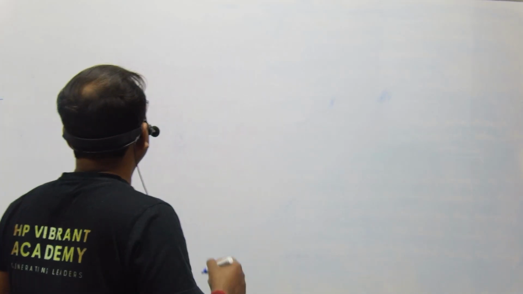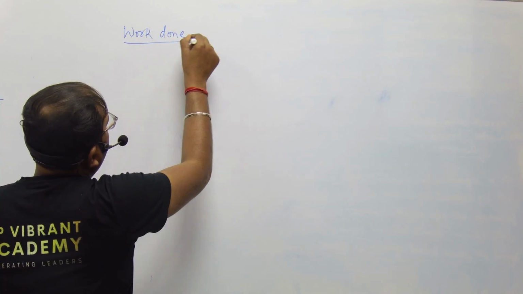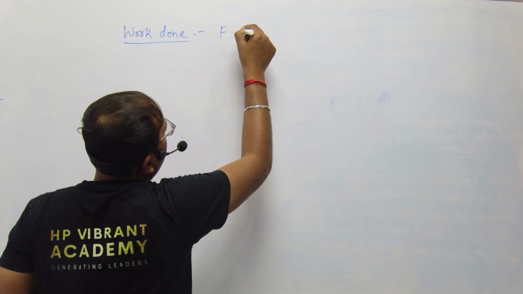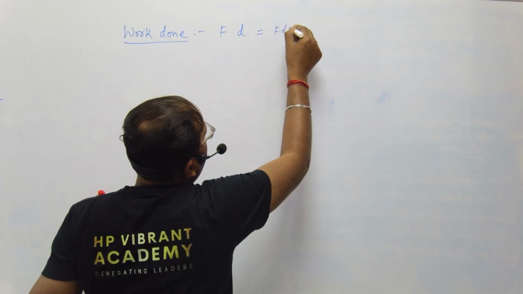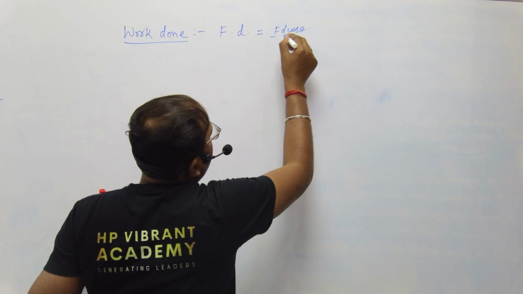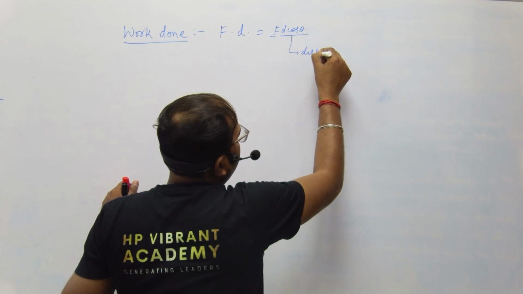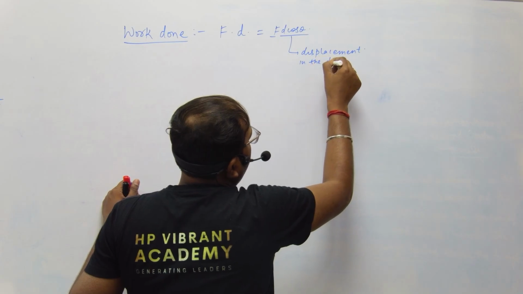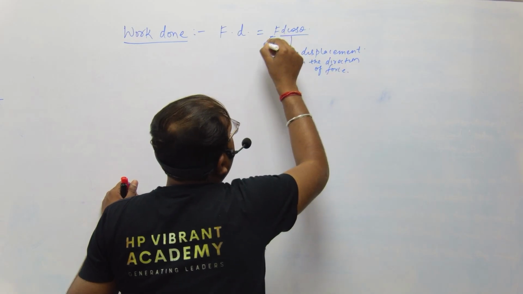Let us go back to the definition of work done. The work done is the dot product of force and displacement. We can further write this as F d cos theta, which is force times displacement. This d cos theta is the displacement in the direction of force.